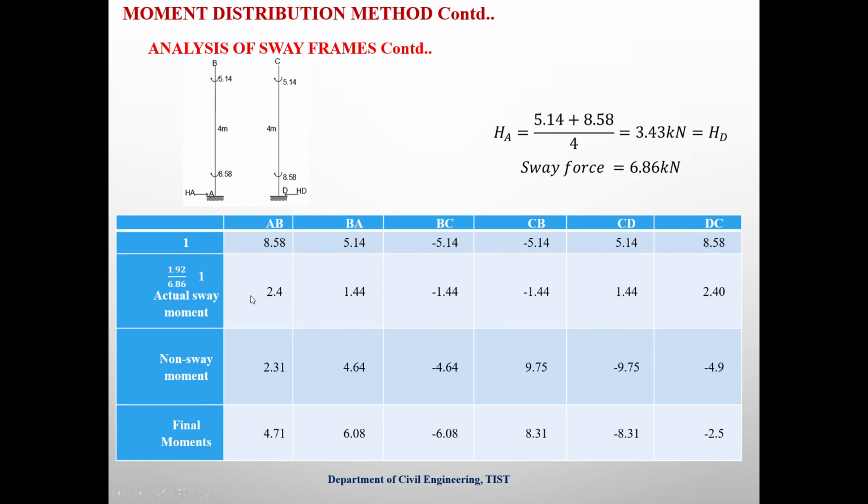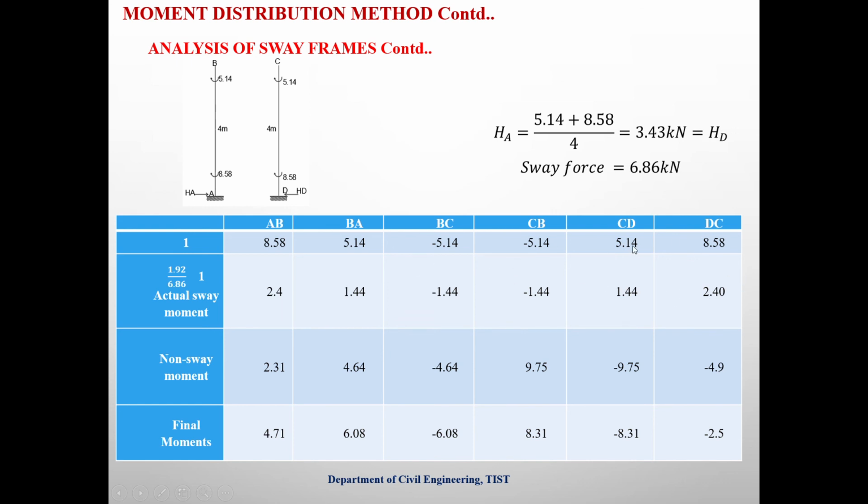So how will you find out that actual sway moment? You have to consider 1.92 into this value divided by 6.86. This means for 6.86 the value will be 8.58. Then what will be the value for 1.92? That will be obtained by 1.92 into 8.58 divided by 6.86. Similarly here also, for 6.86 the value will be 5.14. Then what will it be for 1.92? 1.92 into 5.14 divided by 6.86. By using that equation, we will get the actual sway moment.